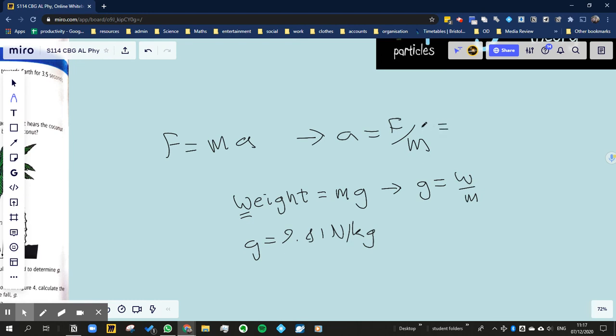We can, instead of writing F, write mg, and then obviously still divide it by m. And now, as you can see, these m's cancel out, so that's going to go to g. So you can see the acceleration is g, and g is also defined as the weight per mass. Okay, so that'll be the first short video.